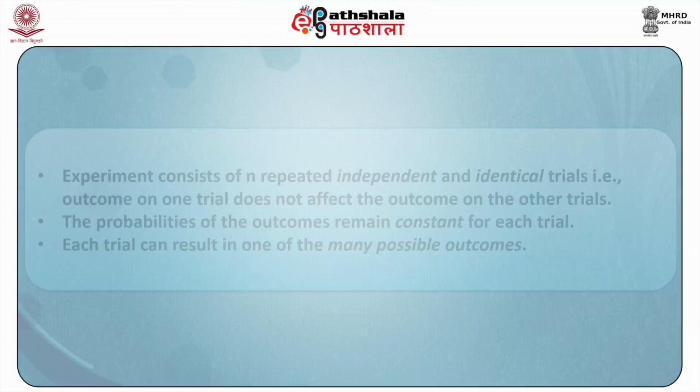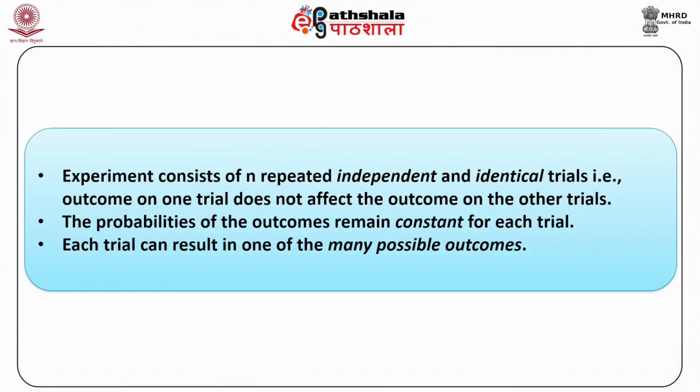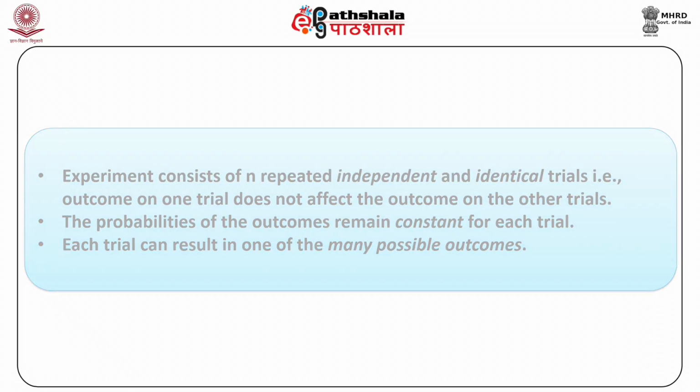That means, number one, the experiment consists of n repeated independent and identical trials, which means the outcome of one trial does not affect the outcome of the other trials. The second is the same: the probabilities of the outcomes remain constant for each trial. Third, each trial can result in one of many possible outcomes.